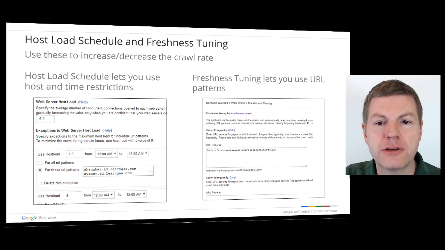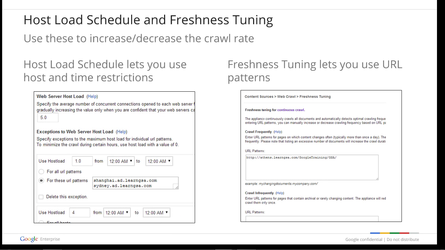Host load schedule lets you specify the number of concurrent connections used by the GSA overall, or when crawling specific hosts at specific times. If you have an application server that isn't capable of handling the sheer number of GSA requests, this can be used to reduce the number to a manageable one.